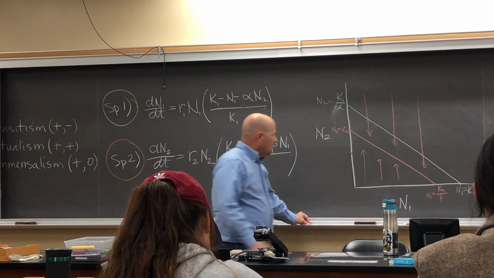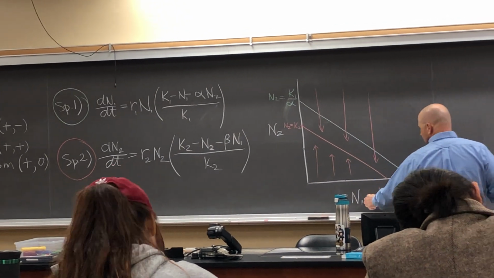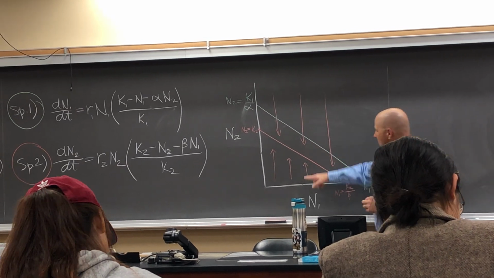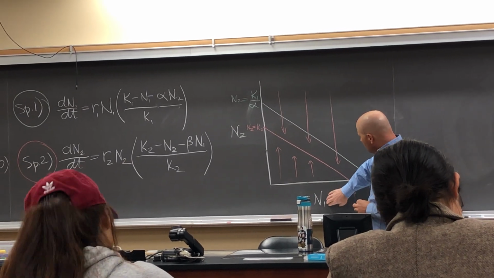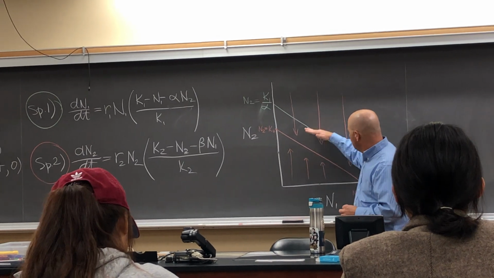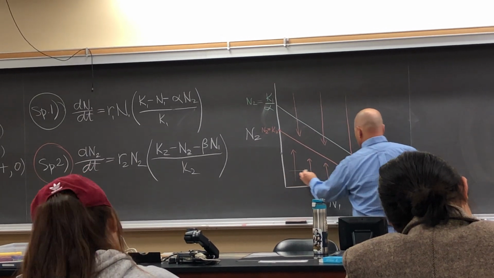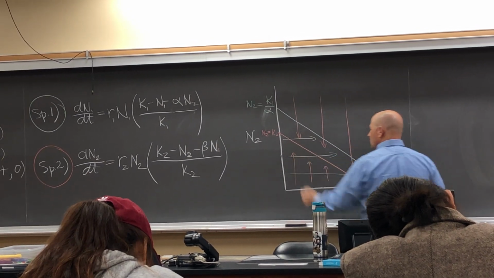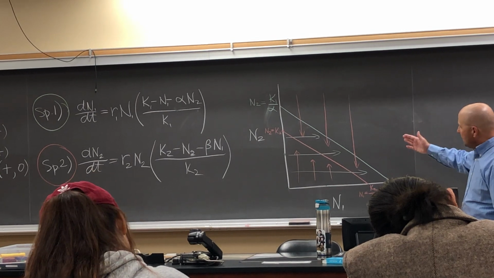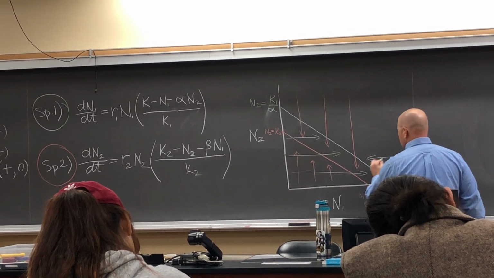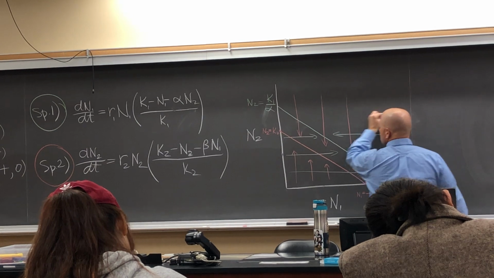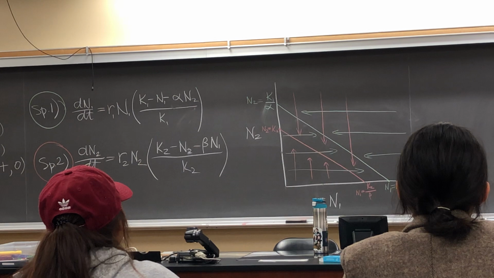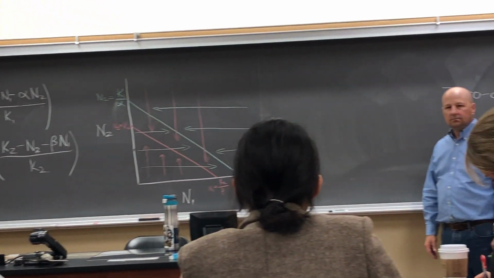We do the same thing for population 1. Any combination of population sizes N1 and N2 below the green line means there's still carrying capacity left for population 1 to grow. And if you get above the green line, species 1 will decline. You guys with me so far? Yeah.